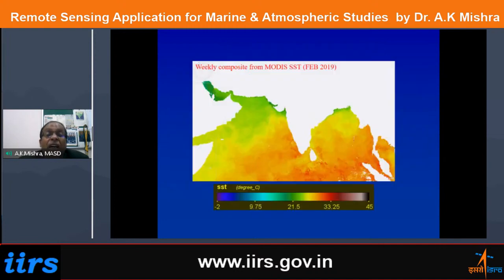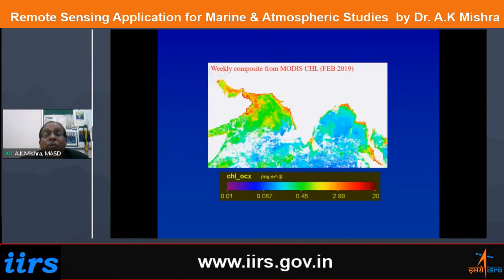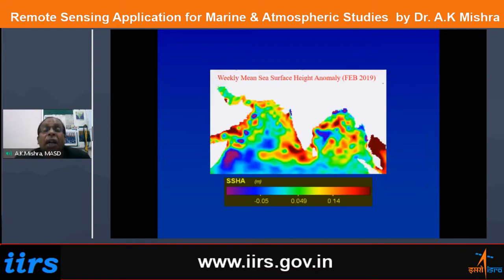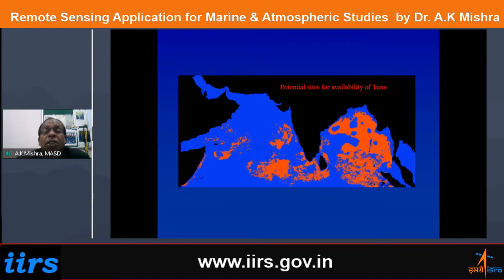And you can take the sea surface temperature data and chlorophyll data from phytoplankton, meaning ocean color data, and you can take the sea surface height anomaly data from the altimeter, and these three things can be combined together to detect the potential fishing ground for tuna. So this type of study is being carried out globally, and this is one of the utilities of thermal, ocean color and microwave remote sensing.